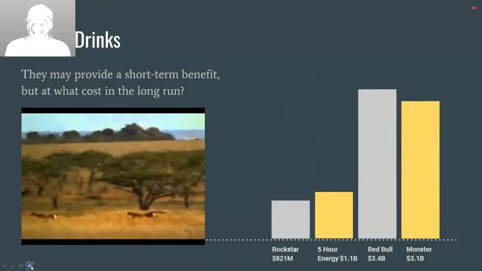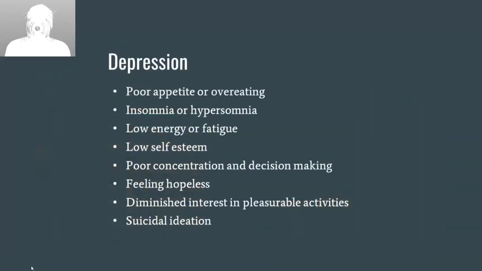This is the income that comes from these different companies. 5-Hour Energy, you see at 1.1 billion, Red Bull 3.4 billion, Monster drinks. So somebody is selling a lot of adrenaline to people who apparently need energy. And again, I think if you're not taking care of your body the way that you should, these become your drug of choice.